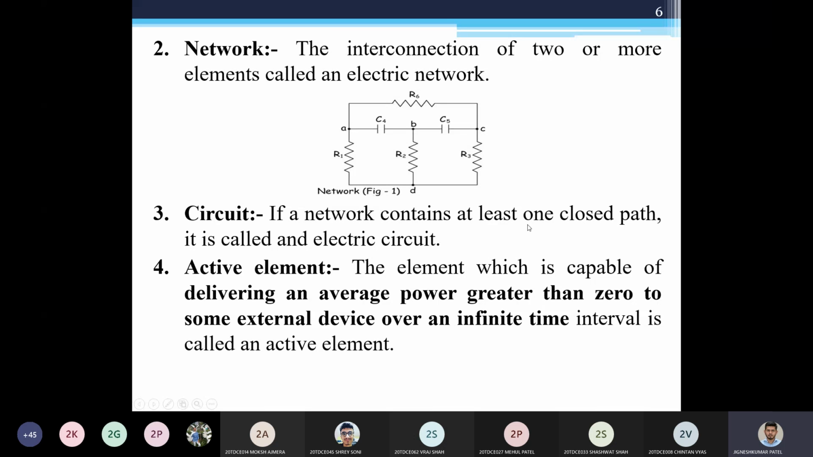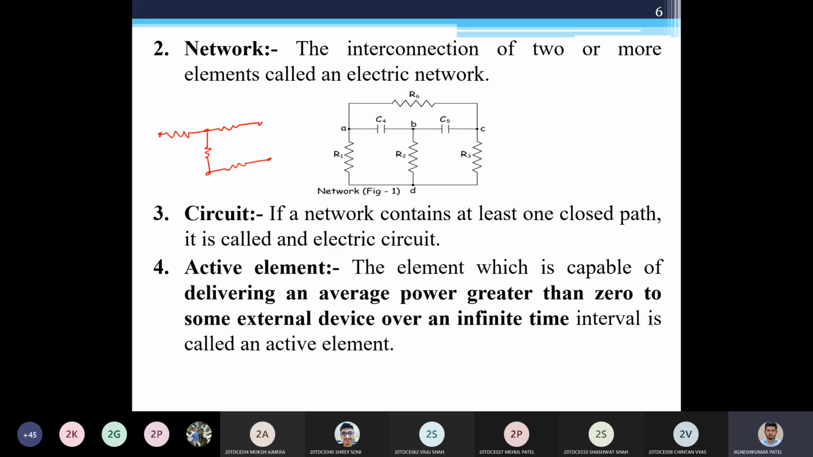Circuit. If a network contains at least one closed path, it is called an electric circuit. So this can be known as a circuit. A circuit can be a network, but a network cannot always be a circuit. Like if it is open like this, see, this can be a network, right? Because it is an interconnection of two or more elements. There are two or more elements here, and interconnection is there. So this is a network.